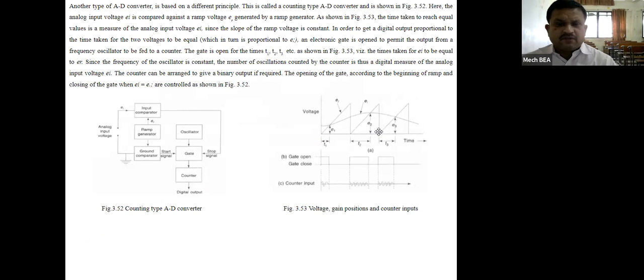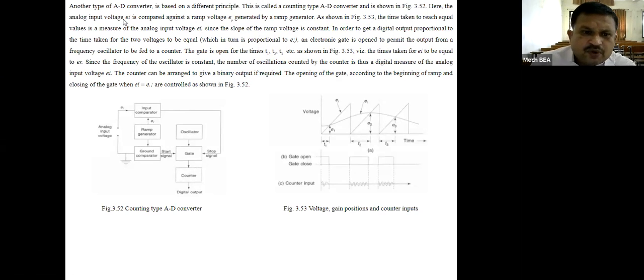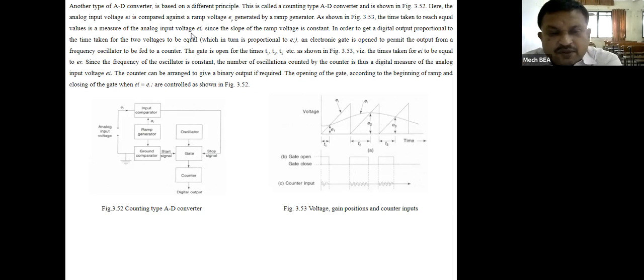Another analog to digital converter is based on a different principle. This is called the counting type analog to digital converter as shown in figure 3.52. This is the counting type. As shown in the figure, here the analog input voltage EI is compared against a ramp voltage ER generated by a ramp generator as shown in figure 3.53. The time taken to reach equal values is a measure of the analog input voltage EI.